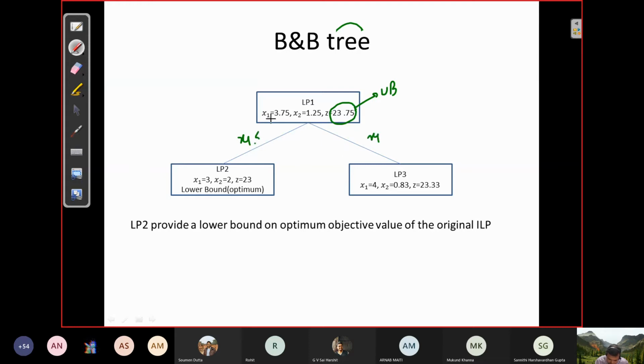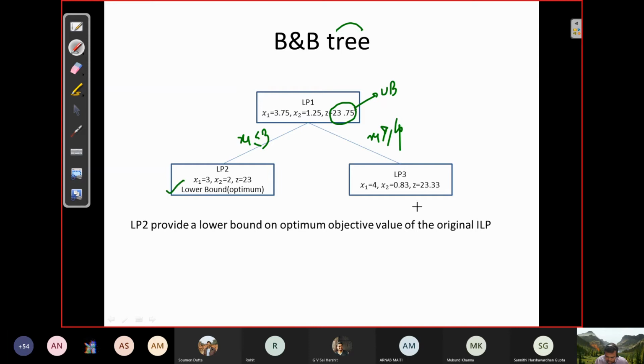So here x1 less than or equal to 3 and here x1 greater than or equal to 4. We got LP2 and LP3. We solved LP2 and got this integer feasibility, so this node is not explored anymore. And we have this lower bound from here, right? This is the lower bound.